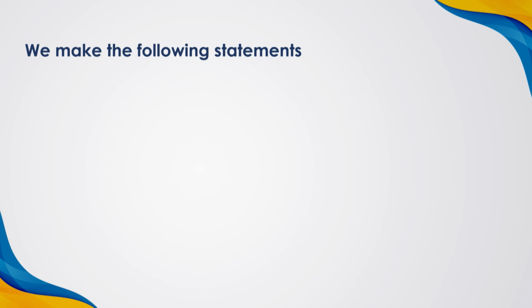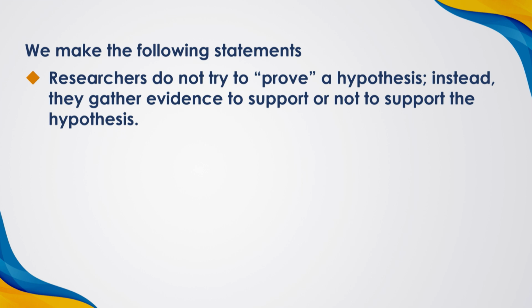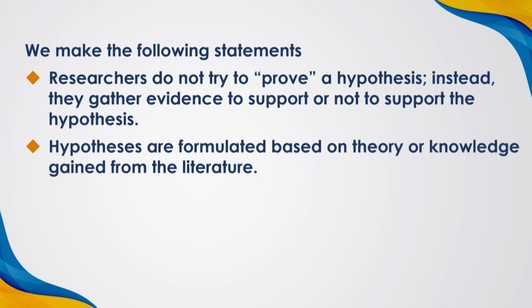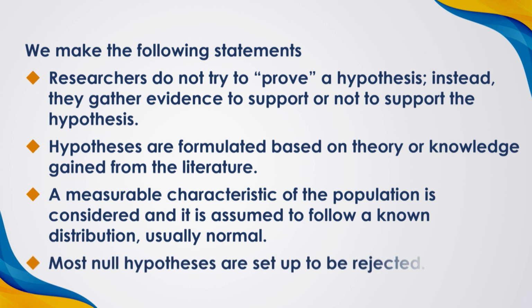We make the following statements, which we have already covered. Researchers do not try to prove a hypothesis. Instead, they gather evidence to support or not to support the hypothesis. Hypotheses are formulated based on theory or knowledge gained from the literature. A measurable characteristic of the population is considered and it is assumed to follow a known distribution, usually normal.